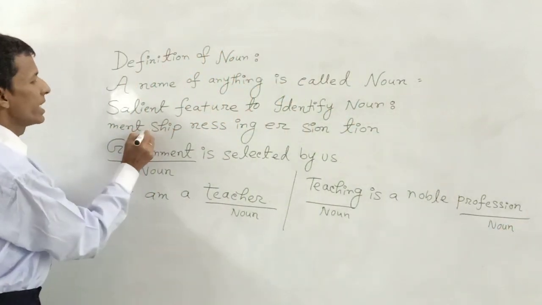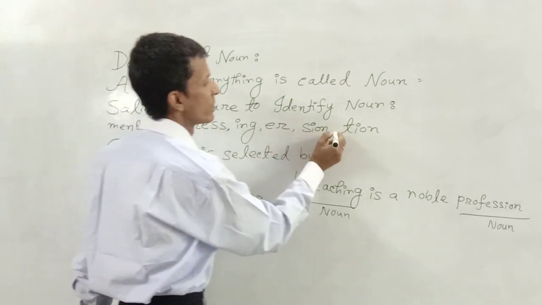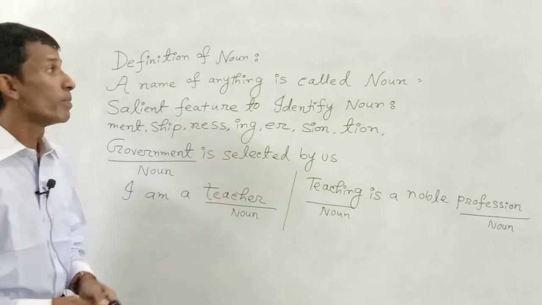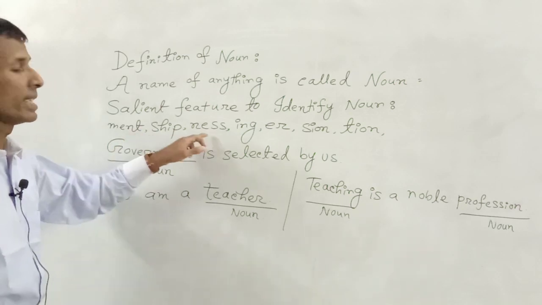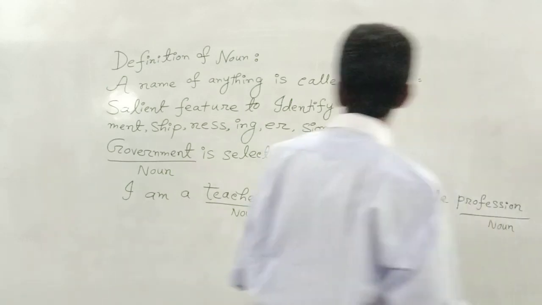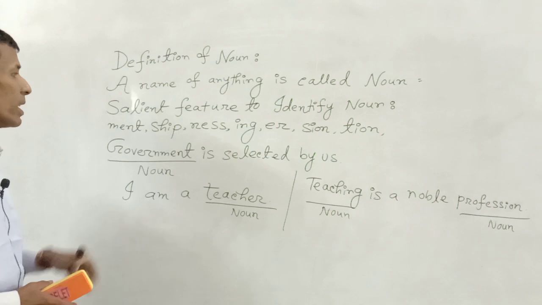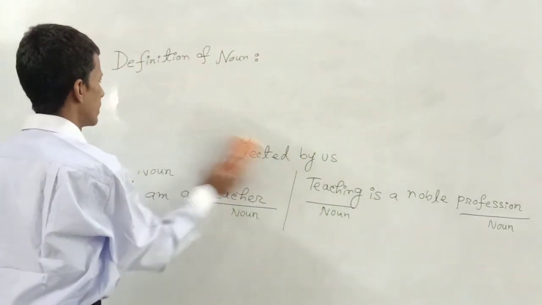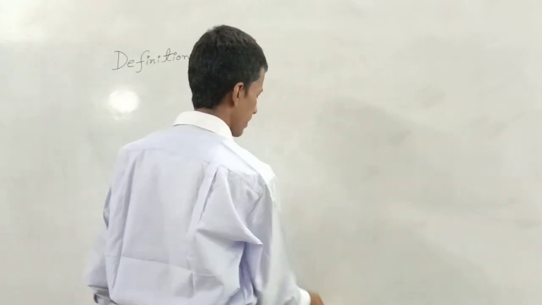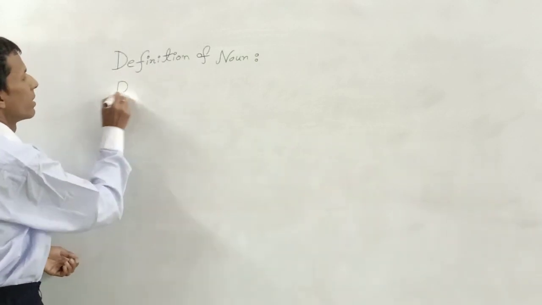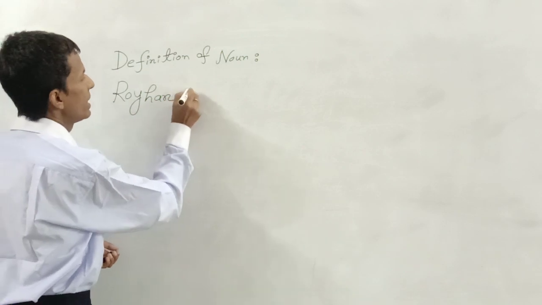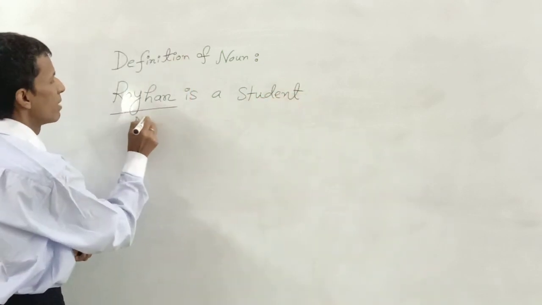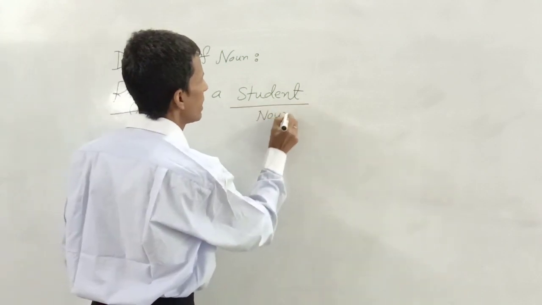The reason is that I have mentioned here some characteristics to identify noun, but it doesn't indicate that only such kind of sign will help you to identify the noun, because a name of anything is called noun, whether such a sign is added or not. Now I will give more examples where you will identify nouns without such signs. For example, Raihan is a student. Here Raihan is a noun and student is another noun.